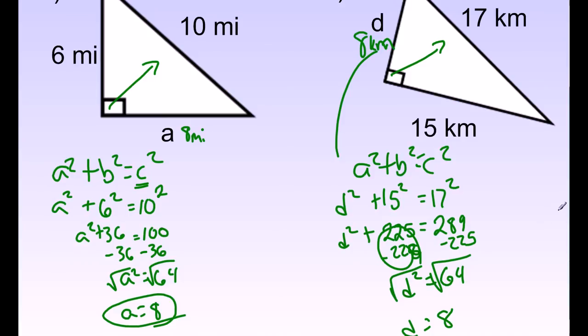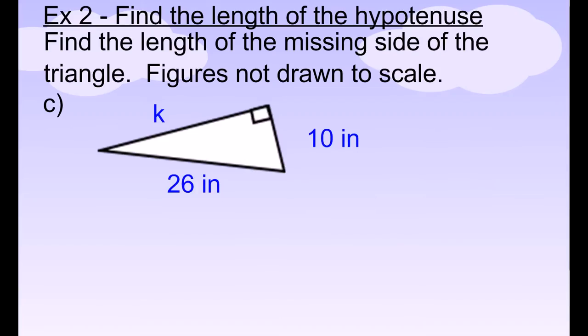Not too shabby. Just following the same steps: solving equations, getting the variable by itself, getting ready to add and subtract. Finally, when the variable is by itself, you can square root each side. Here's one for you to try. This is letter C. Go ahead and try the problem on your own. When you're ready to continue, hit play, and we'll go through it together.